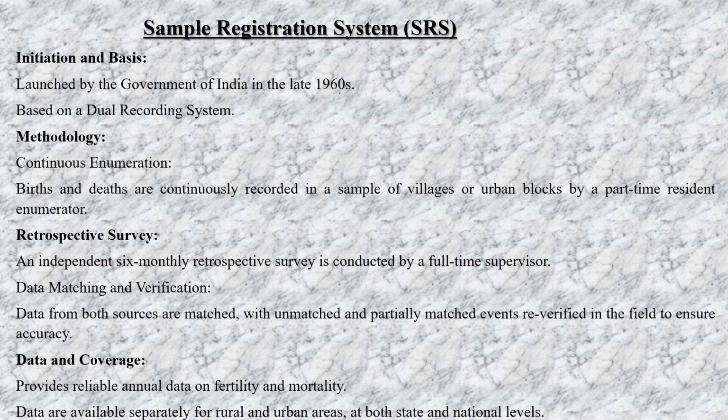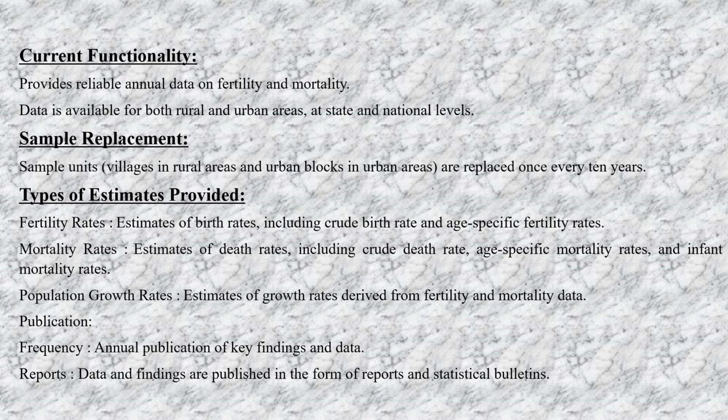Data and coverage. Provides reliable annual data on fertility and mortality. Data are available separately for rural and urban areas at both state and national levels. Current functionality. Provides reliable annual data on fertility and mortality. Data is available for both rural and urban areas at state and national levels. Sample replacement. Sample units, villages in rural areas and urban blocks in urban areas, are replaced once every 10 years.